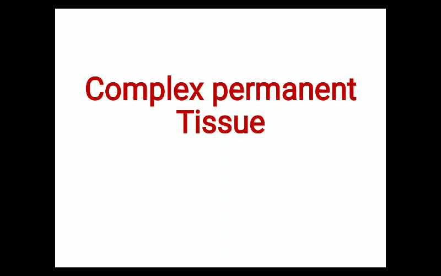We had discussed simple permanent tissue in the previous video. So what is simple permanent tissue? They are made up of only one type of cells and they have lost their ability to divide, and there are different types of simple permanent tissue, that is parenchyma, collenchyma, sclerenchyma. In this video we will discuss the complex permanent tissue. First we will revise the simple permanent tissue.